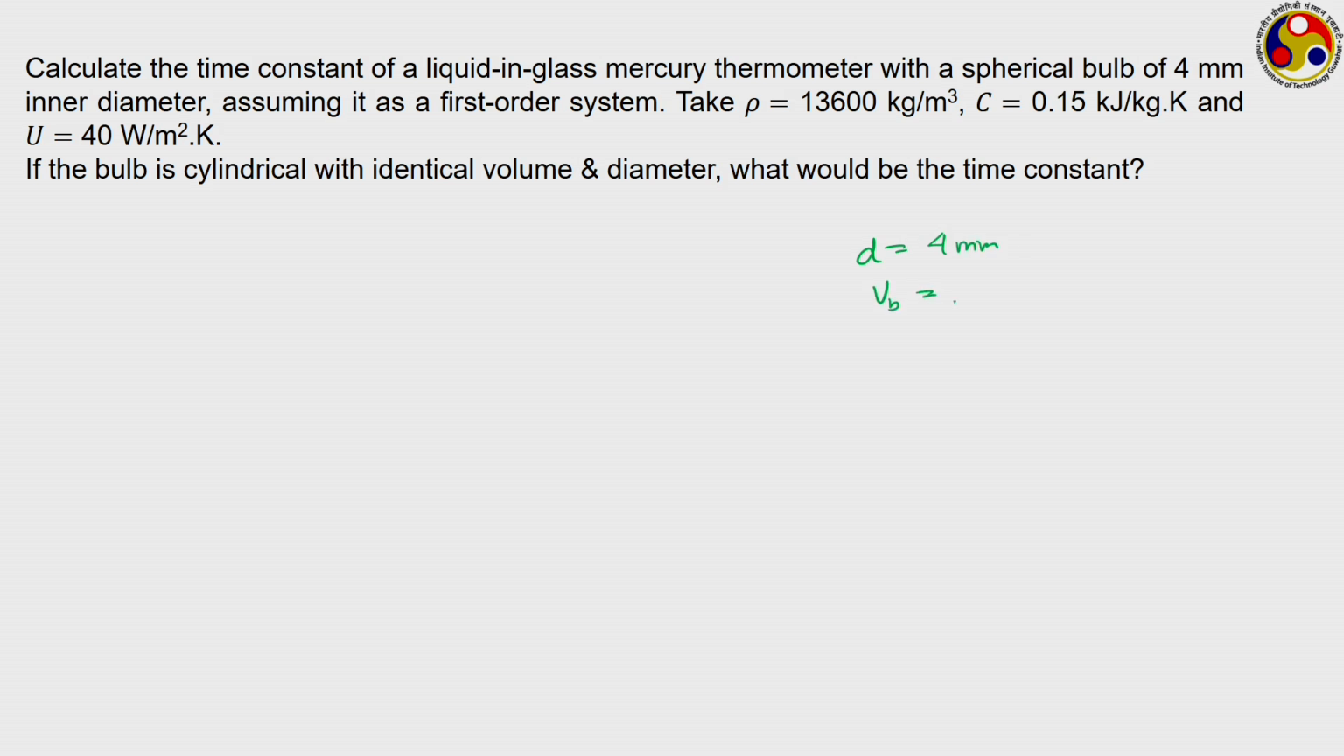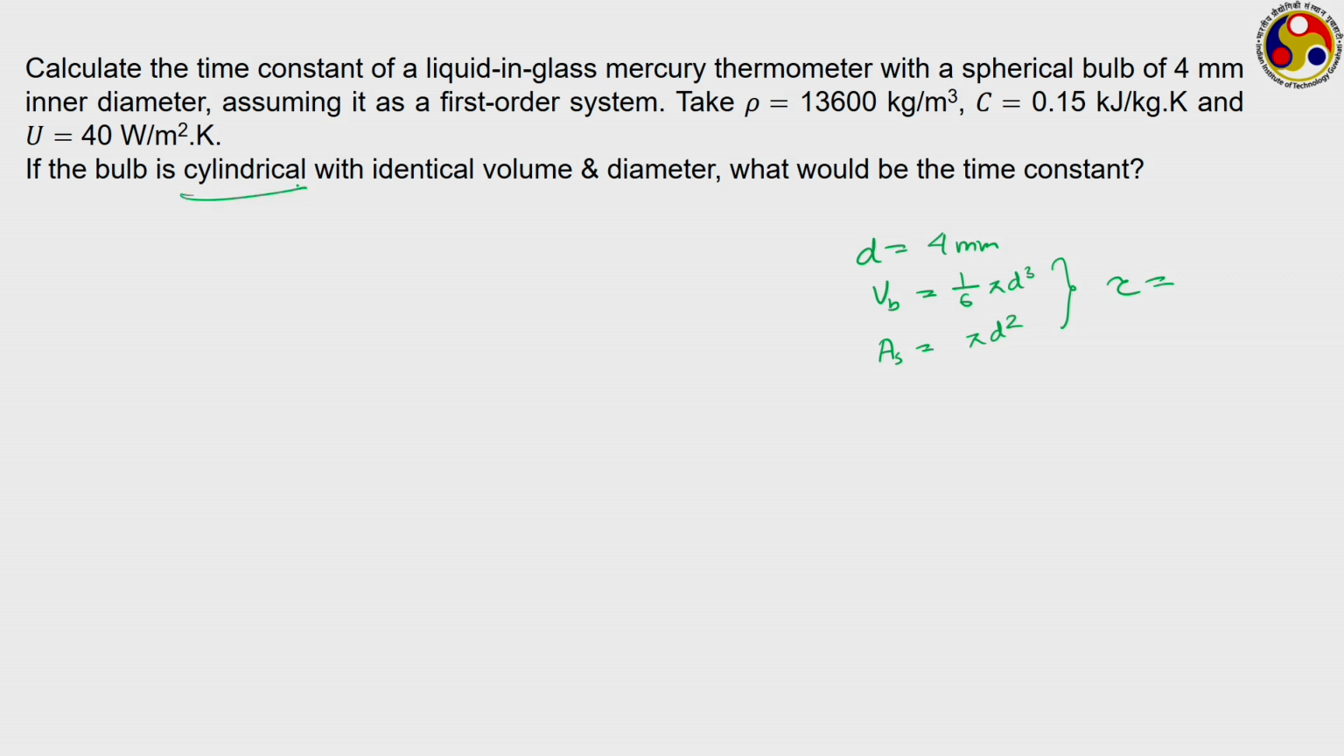Then the volume of the bulb will be 1 by 6 pi d cube, and the surface area of the bulb will be pi d square. So, we know the volume and the surface area of the bulb, and in the previous lecture we derived the mathematical expression for tau relating these parameters. Other properties like rho, c and u are also given. So, you can calculate the value of tau. I am leaving it to you; please try to calculate the number.